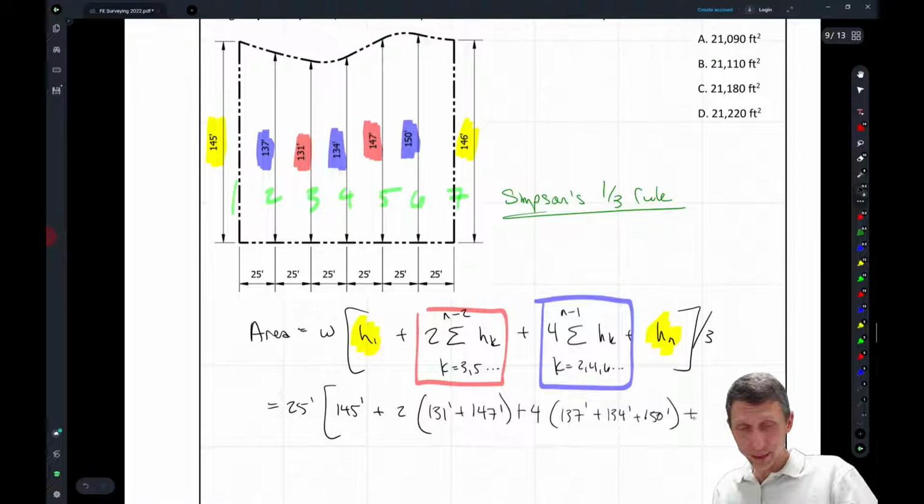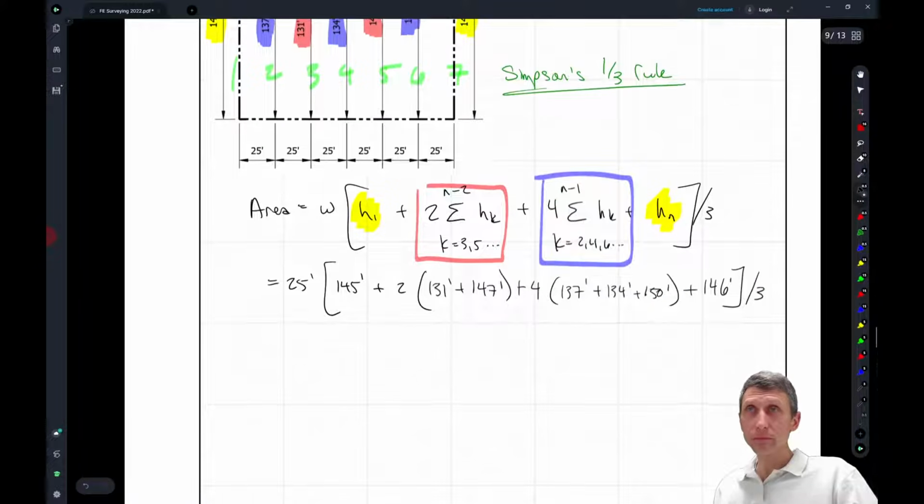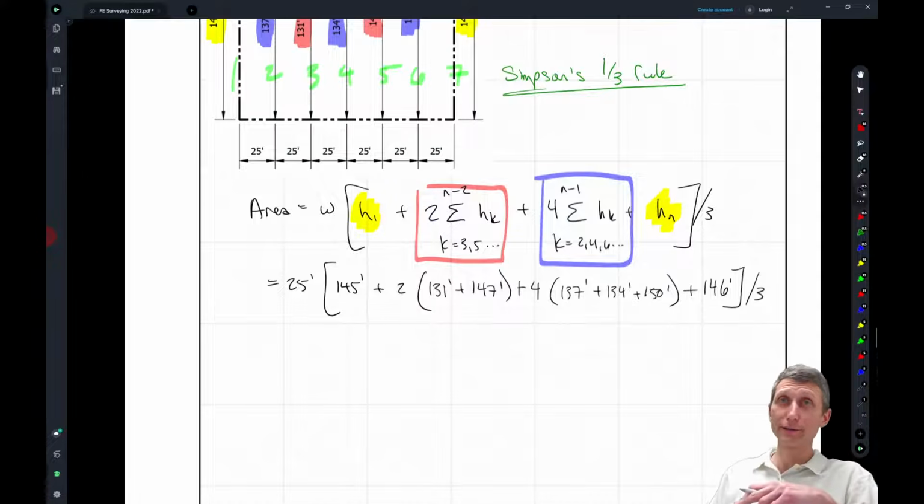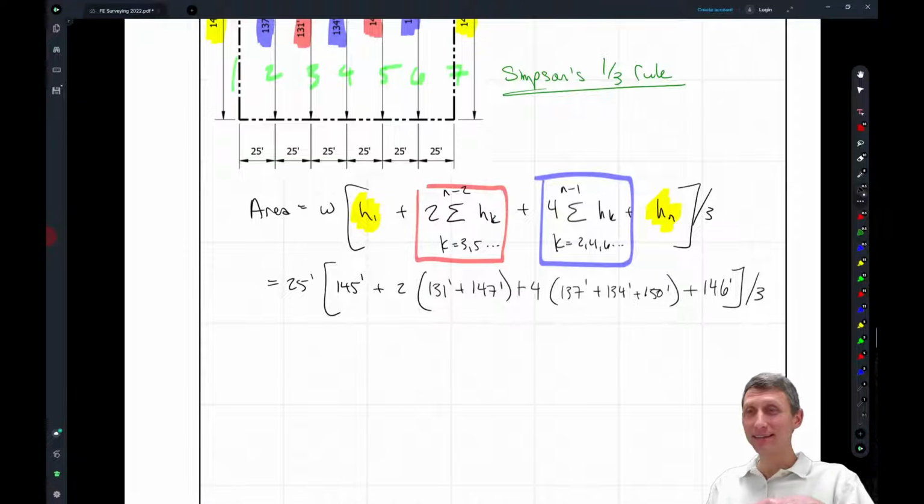Okay. And then I can't forget my 146 here, which is the end. All right, that's the other, that's h7, right? And I'm going to divide all that by 3 and get an answer. Okay. So it's a little bit more computationally intensive. It's a little bit scarier to look at, because it has these summations in it, okay, but it's not super crazy when you do it all out.